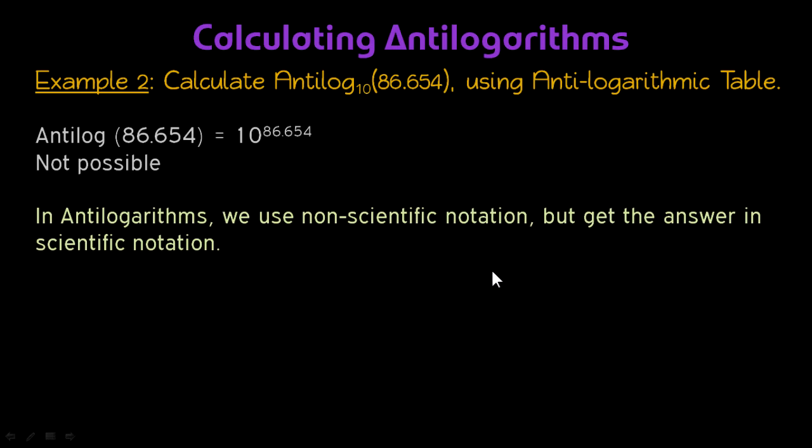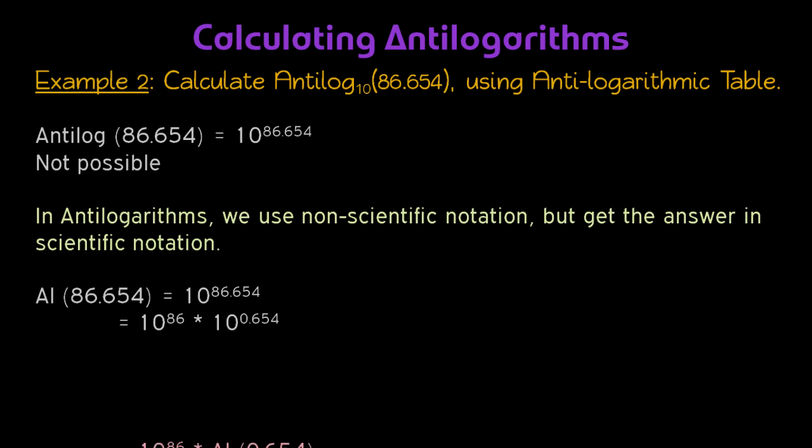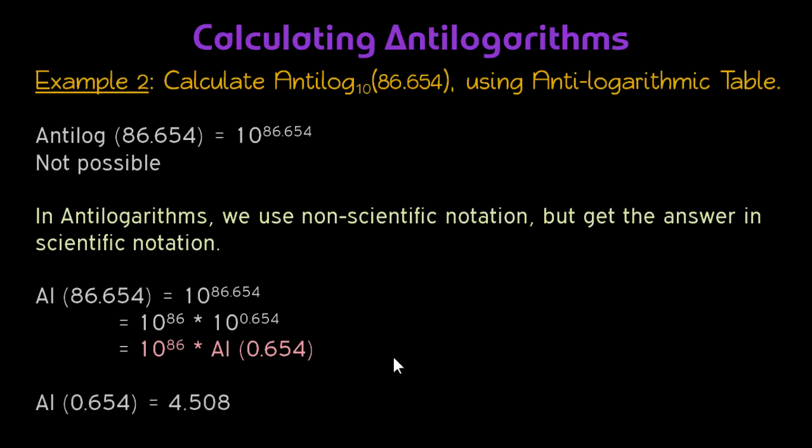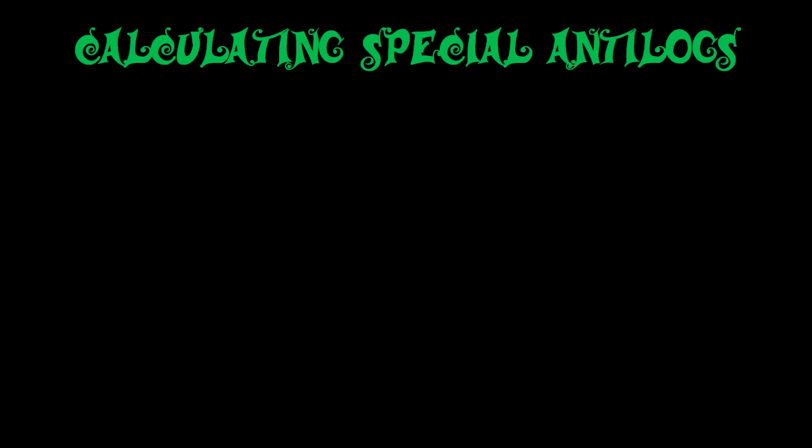That is, it should be in 0 point something. So doing that, separate the powers. Write 10 raised to power 0.654 as antilog of that according to the definition. Find it using antilogarithmic table. Write the answer in the scientific notation this time. Put it in the equation and get the answer. So this was how to calculate antilogs.